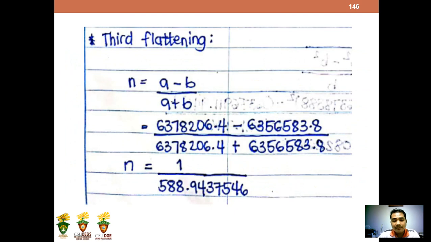Next is another one to find in the problem, which is the third flattening, denoted as small letter n. That is equal to a minus b over a plus b. Substitute the values of a and b. Since it is a flattening, your answer should be in fraction form. So n is equal to 1 over 588.9437546. If you input it in the calculator, press answer, then inverse, you will get 588.9437546. Since it is inverted, there should be a 1 on top.